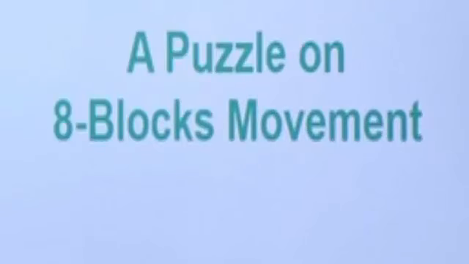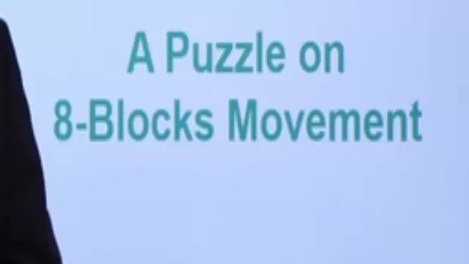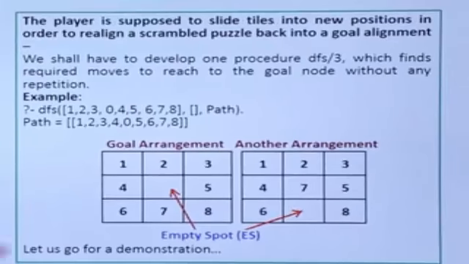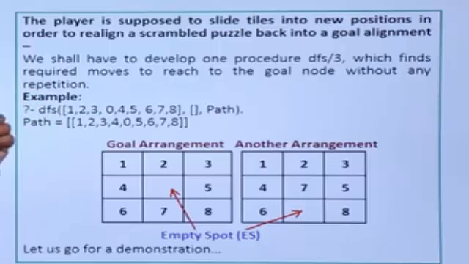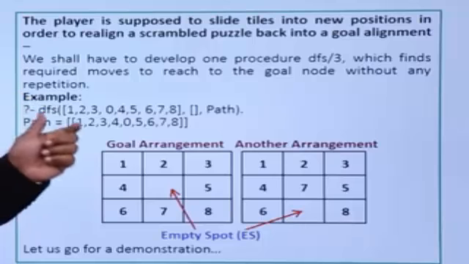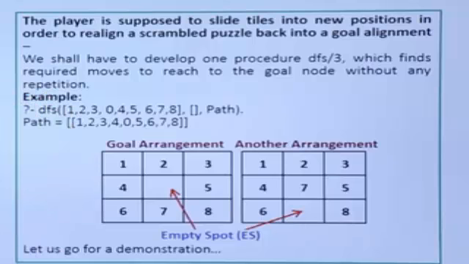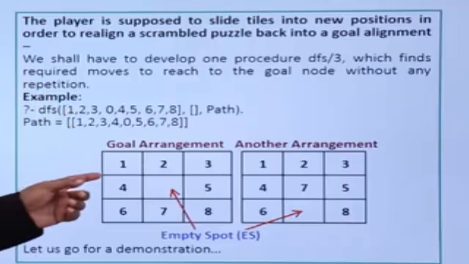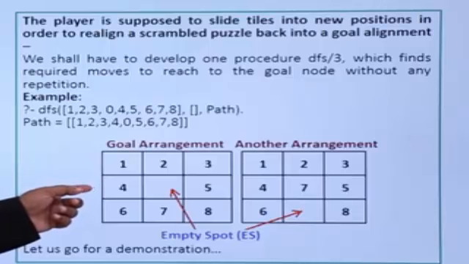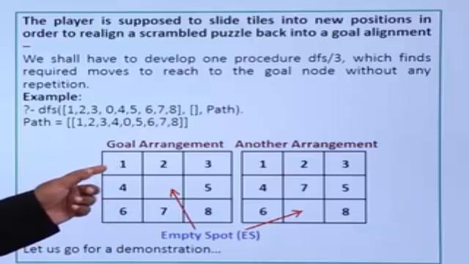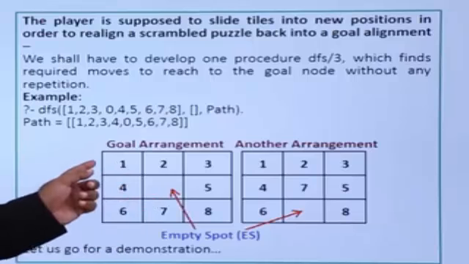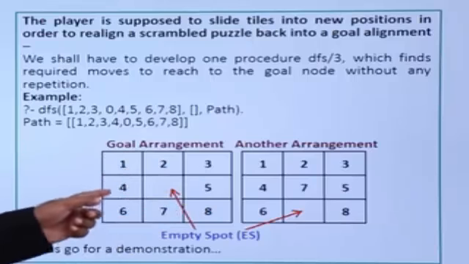A puzzle on 8 blocks movement. So here is the respective puzzle description. A player is supposed to slide tiles into new positions in order to realign a scrambled puzzle back into a goal alignment. So this is our goal alignment here.